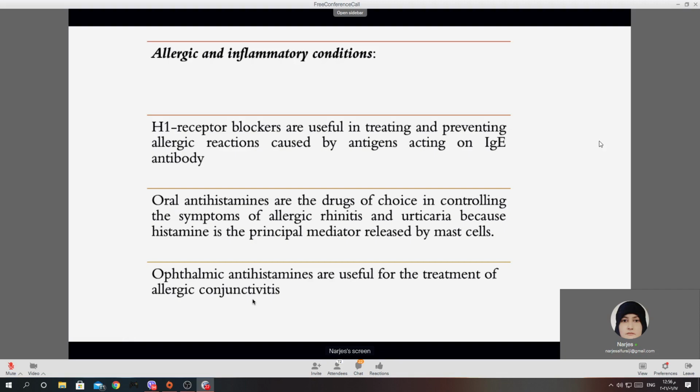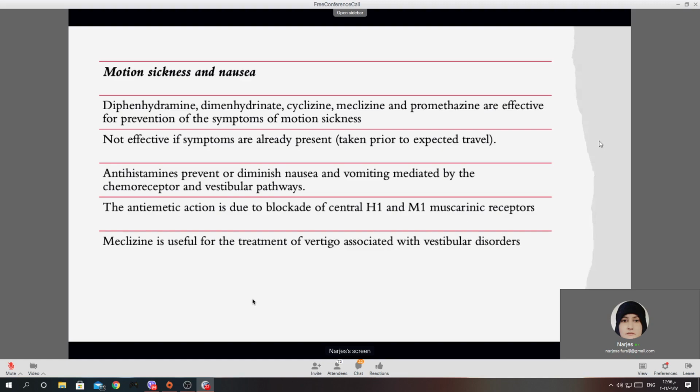Some antihistamines are useful to treat allergic conjunctivitis locally. We also mentioned antihistamines can be used to treat motion sickness and nausea. Diphenhydramine, dimenhydrinate, cyclizine, meclizine, and promethazine are effective in preventing the symptoms of motion sickness. However, these drugs are not effective if the symptoms have already started.